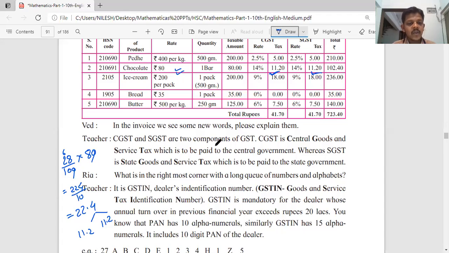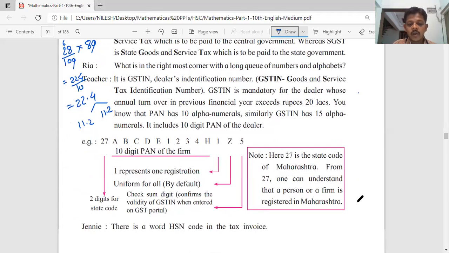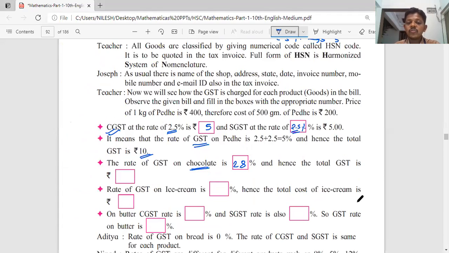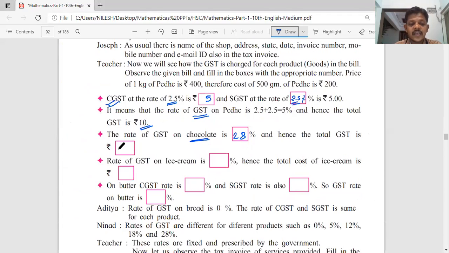Yes, correct. So 11.2 and 11.2. So total it was 22.4 at 28%. So the rate of GST on chocolate is 28%, and hence the total GST is rupees 22.4. Likewise, we will calculate the tax on each and every product. Yes or no?